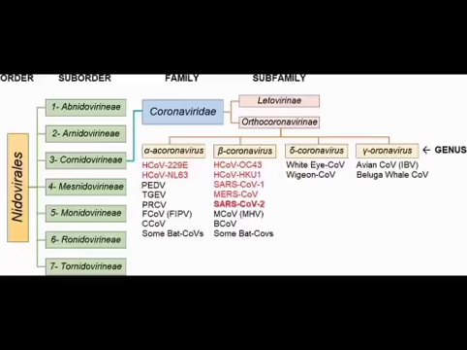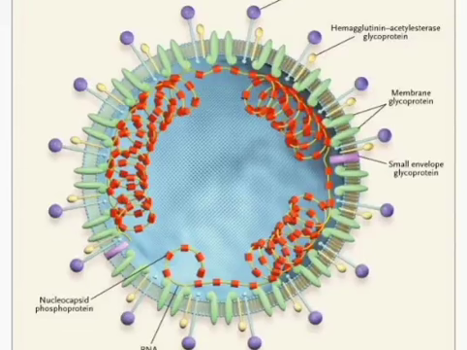Classification of coronavirus. Coronavirus belongs to the kingdom Orthornavirae, order Nidovirales, family Coronaviridae, genus Betacoronavirus. Structure of coronavirus. Coronaviruses are enveloped, positive single-stranded RNA viruses of zoonotic origin. They are spherical to pleomorphic particles measuring between 80 to 160 nanometers in length.